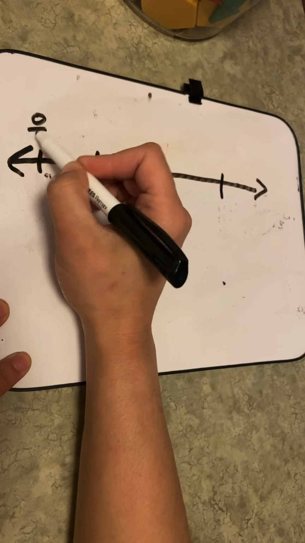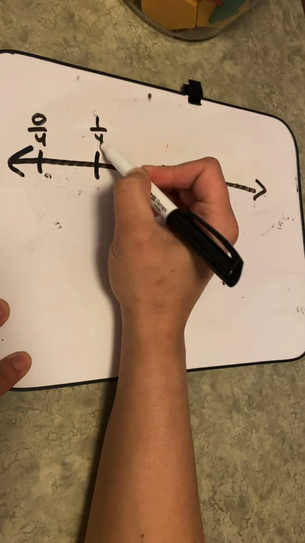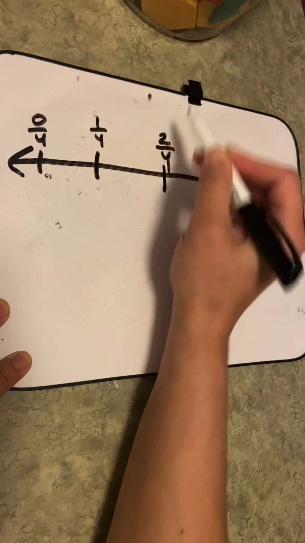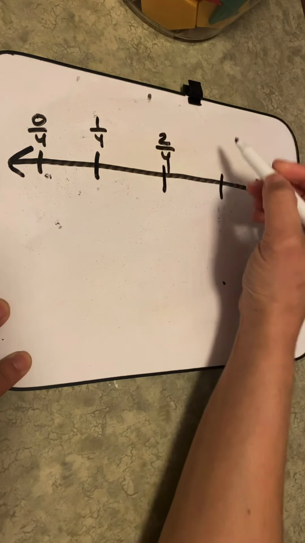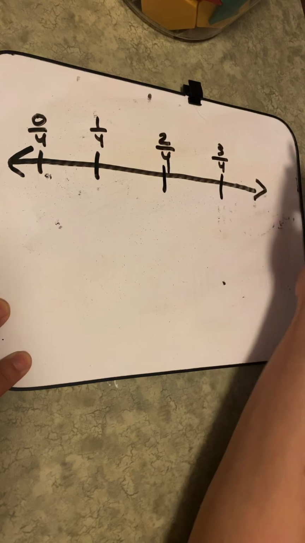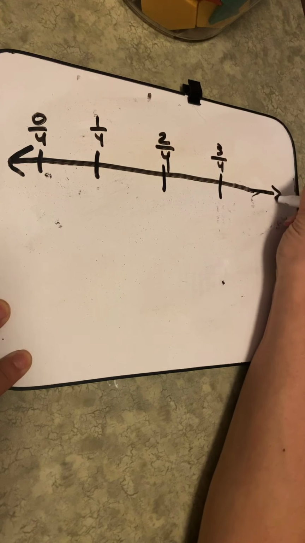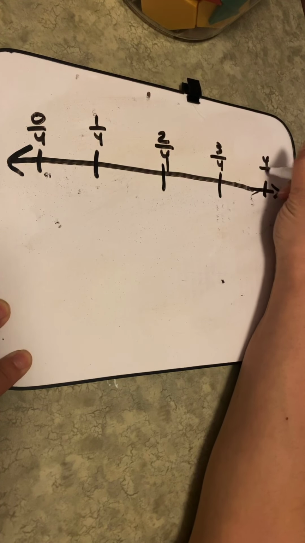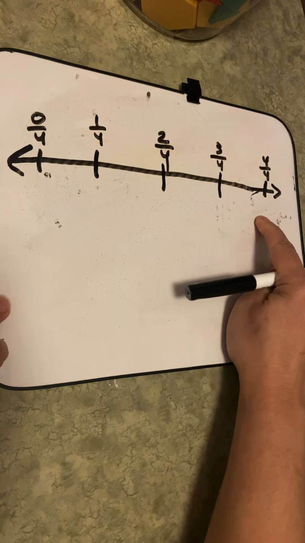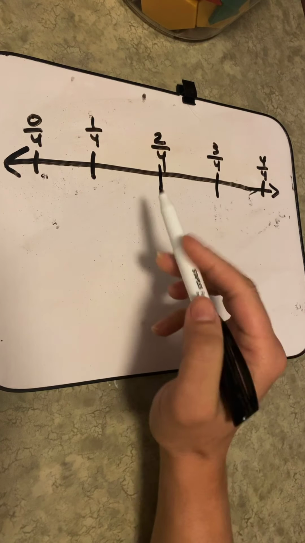This would be 0/4. This would be 1/4. This would be 2/4, my midpoint. That's why it's in the middle. This would be 3/4. And then I'll just make this a little longer. 4/4, which is my 1 whole, would be right here at the end. Okay. So this number line is cut into 4 parts.